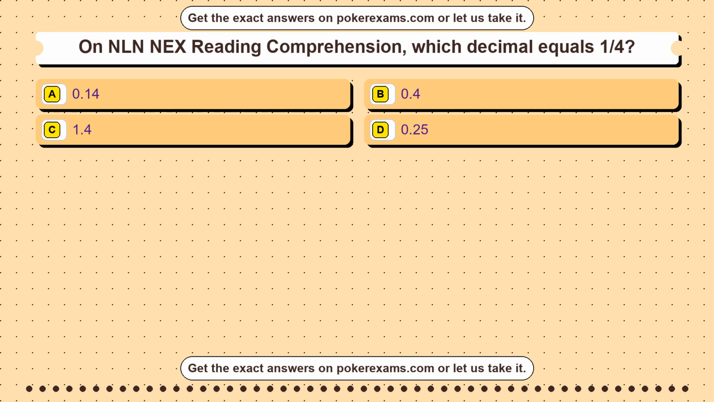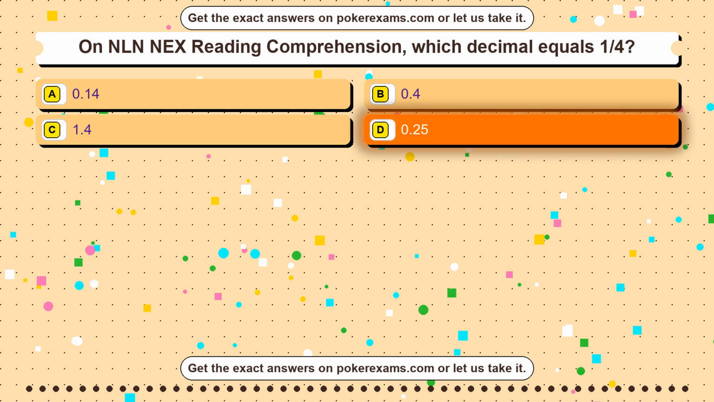Question 34. On GED probability practice, which phrase best describes supply and demand? Option A: how planets orbit. Option B: how cells divide. Option C: how sentences combine. Option D: how price and quantity interact. The correct answer is option D.